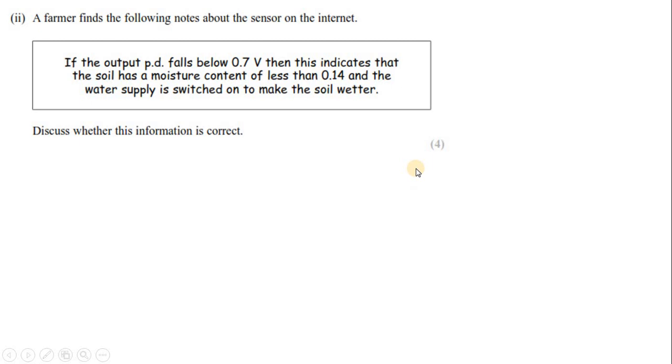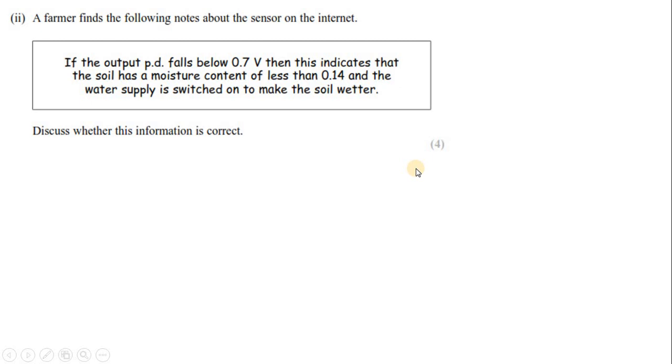A farmer finds the following notes about the sensor on the internet. If the output potential difference falls below 0.7 volt, then this indicates that the soil has a moisture content of less than 0.14 and the water supply is switched on to make the soil wet. Discuss whether this information is correct or not.